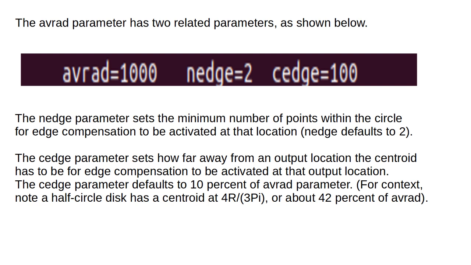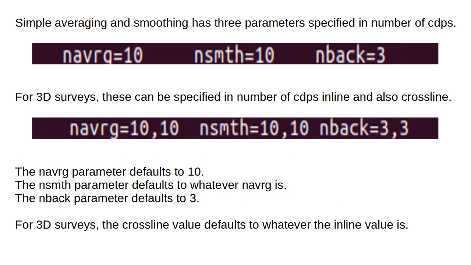Simple averaging and smoothing has 3 parameters specified in number of CDPs. For 3D surveys, these can be specified in number of CDPs inline and also cross-line. Now, navrad parameter defaults to 10. The n-smooth parameter defaults to whatever navrad is. The n-back parameter defaults to 3. For 3D surveys, the cross-line value defaults to whatever the inline value is.